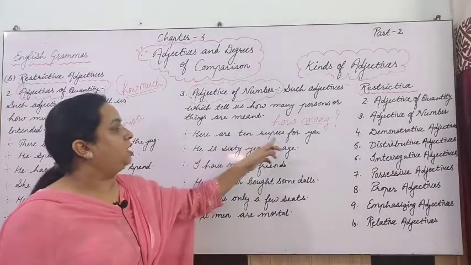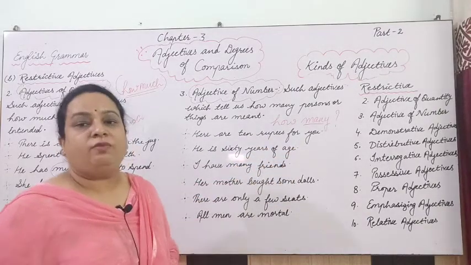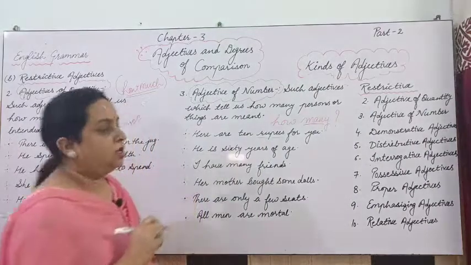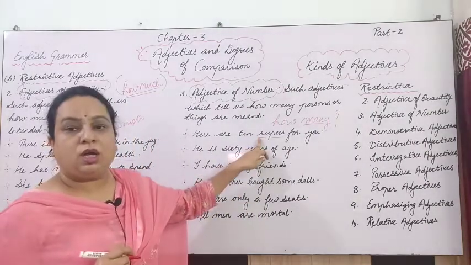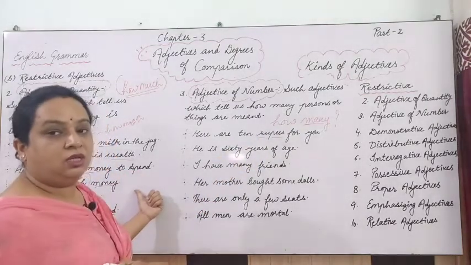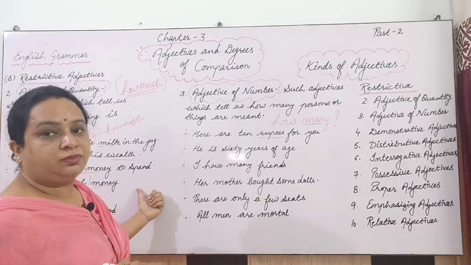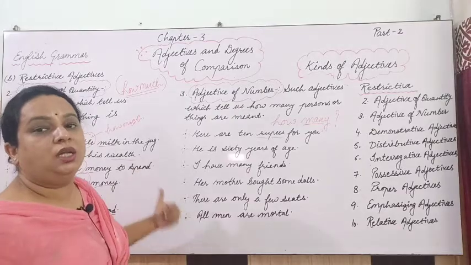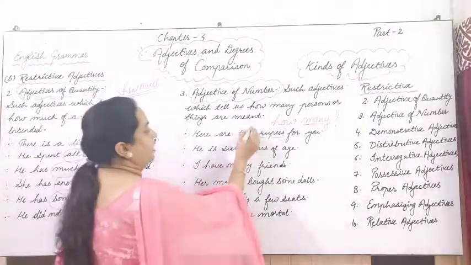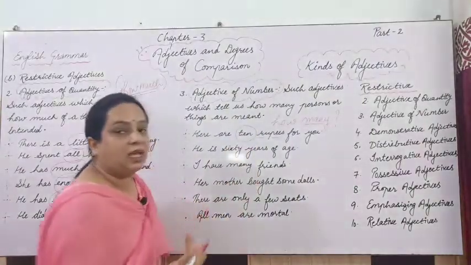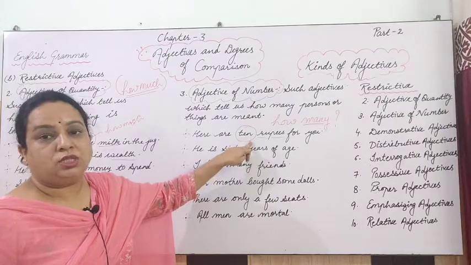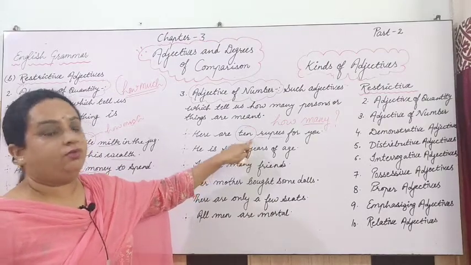"Here are 10 rupees for you." When we talk about the noun here, that is rupees, right? Is rupees uncountable or countable? This is countable. But money is uncountable, right? Here rupees is countable. So this 10 is telling us how many rupees. It is answering "10 rupees." So this is an adjective of number.